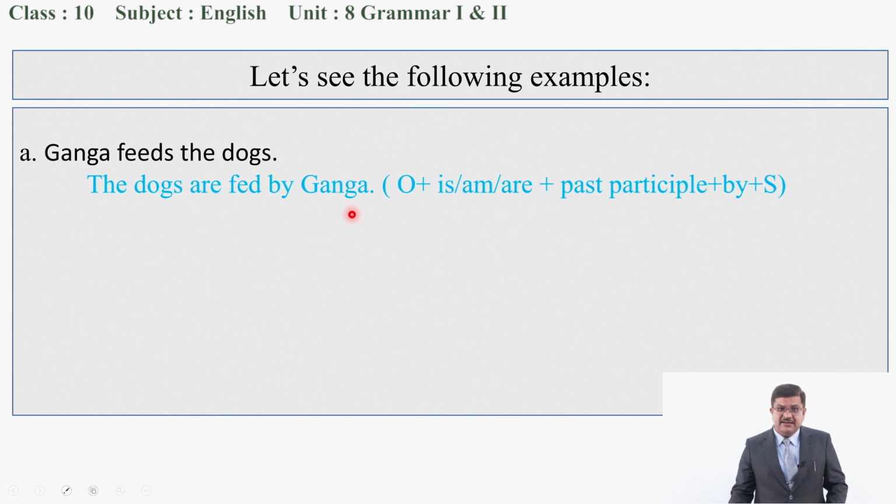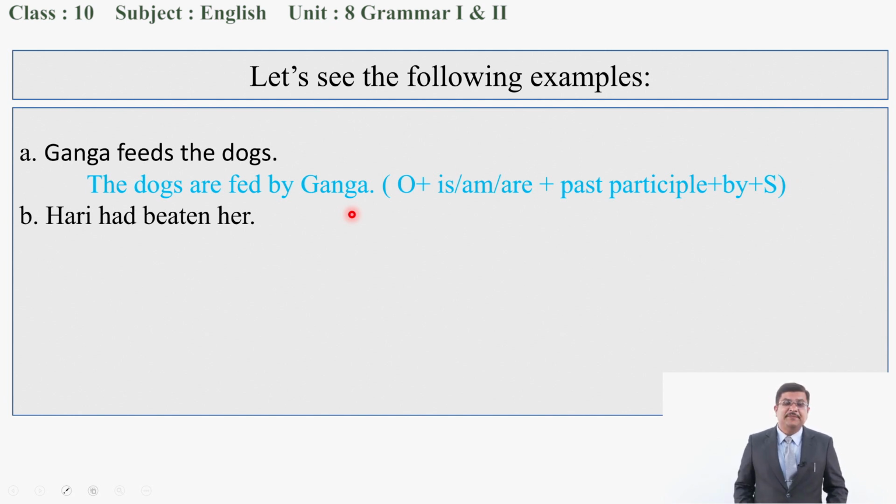Did you understand? And have you written the ideas in your exercise book? Very good. Now, dear students, we have a lot of examples related to active and passive. Here we go. B. Hari had beaten her.